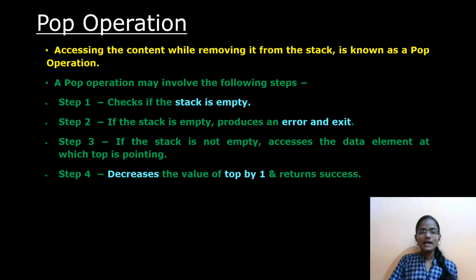So in an array implementation of pop operation, the data element is not actually removed. Instead, the top is decremented to a lower position in the stack to point to the next value. But in linked list implementation, pop will actually remove the data element and deallocate the memory space. This is the difference between array implementation of pop and linked list implementation of pop.